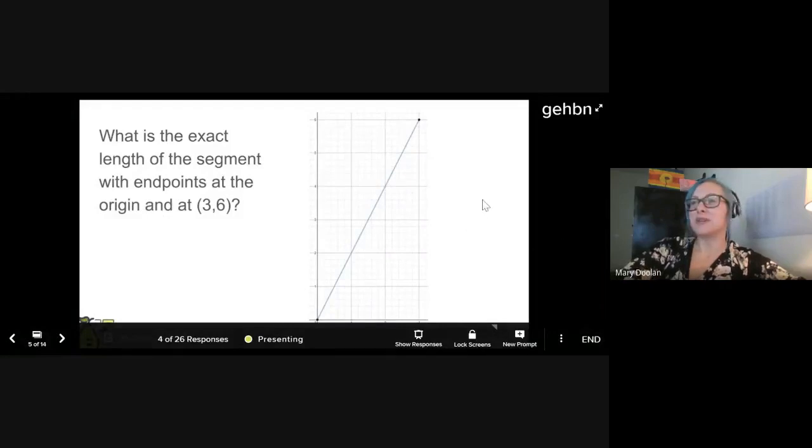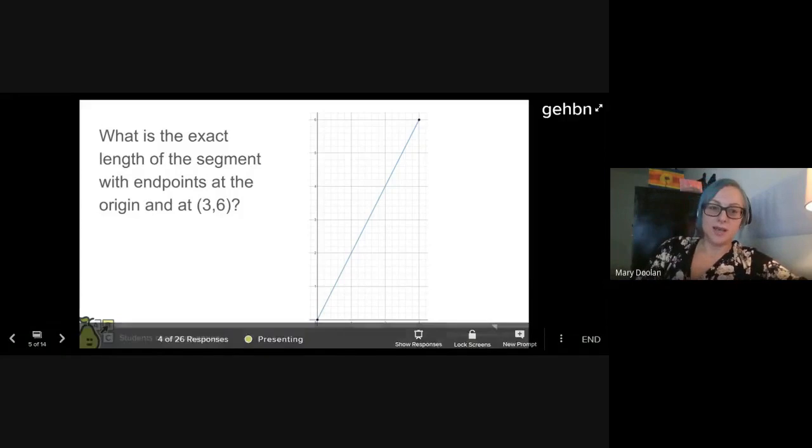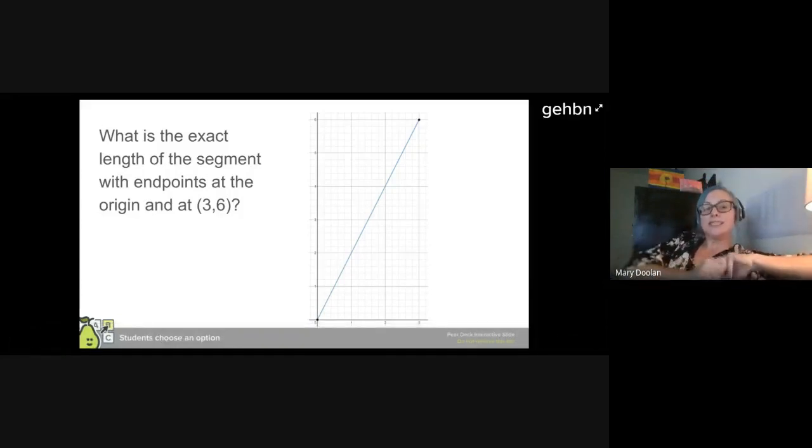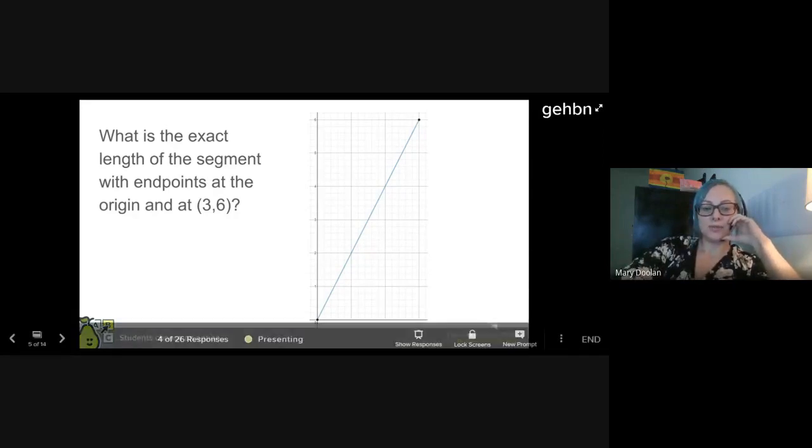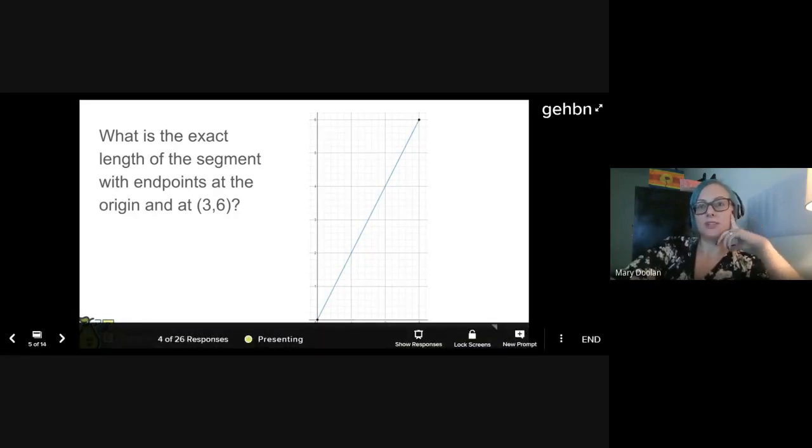All right, here's your next question. This is the one that I think a lot of you started on because I had it on the wrong slide. But now I do want you to go and work this one out. It says, what is the exact length of the segment with endpoints at the origin and at the point 3, 6? You might have to do some work on a piece of paper to figure this out. That's totally fine.